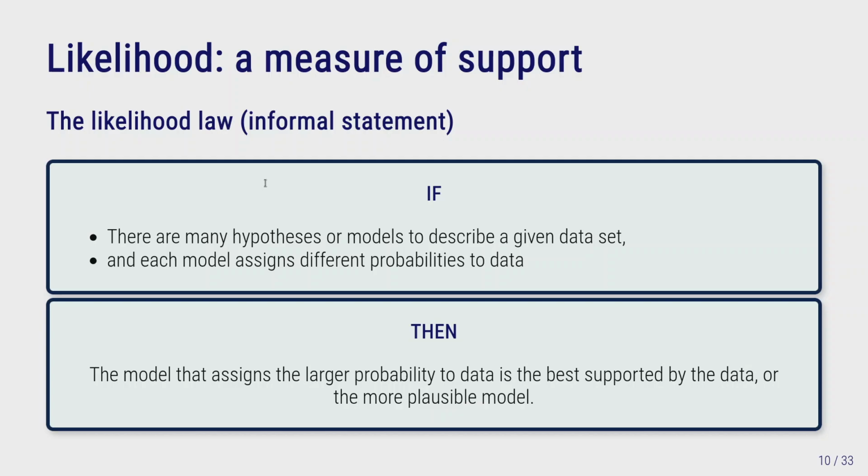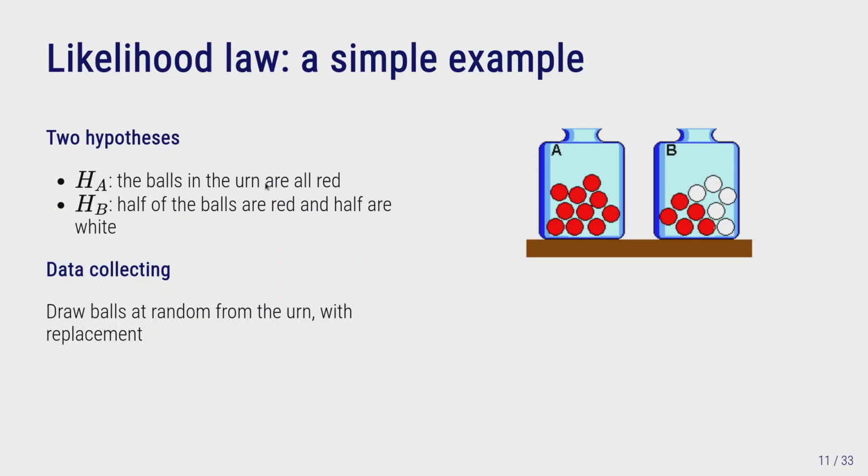Let's take a look at how this law behaves with a very simple example, the most simple example you can find in statistics textbooks, which are urns or boxes with balls of different colors. You don't know how many balls of each color you have inside the urn, but you can pick some balls at random and make some inference, some guess about the proportion of balls of different colors within the urn.